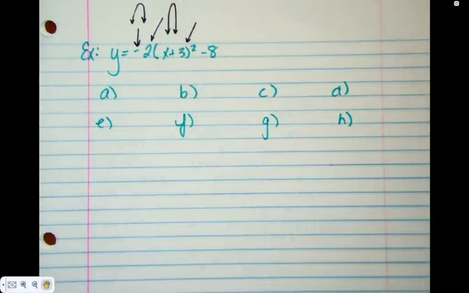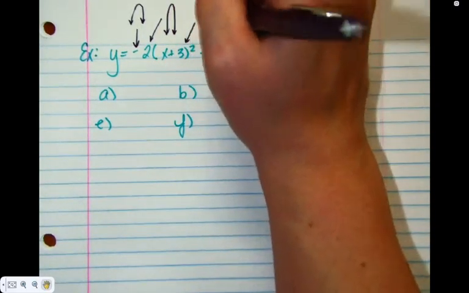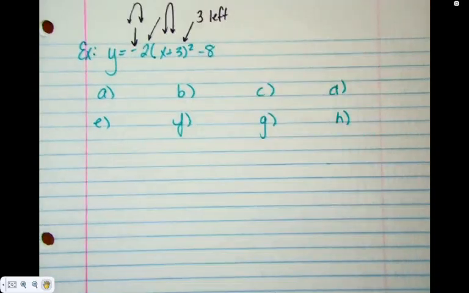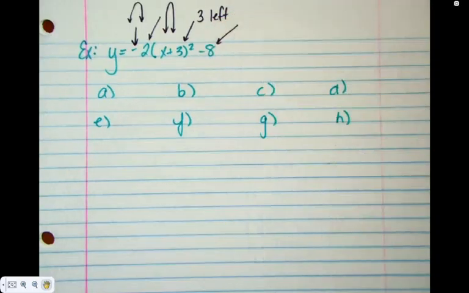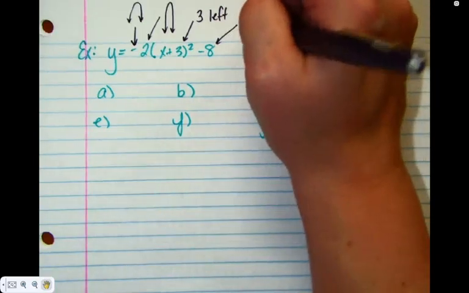This 3 here is the horizontal translation, and this is moving 3 units to the left, which is counterintuitive because it seems like it should be to the right, but it's not. It's to the left. The negative 8 at the back is our vertical translation, so this is moving it 8 units down.